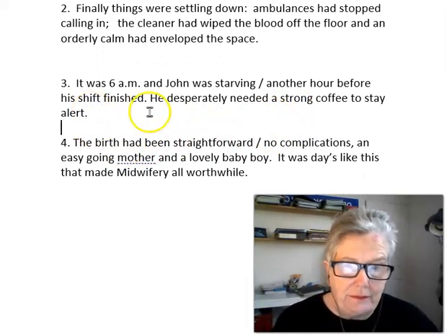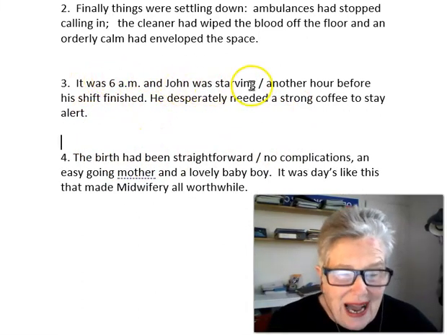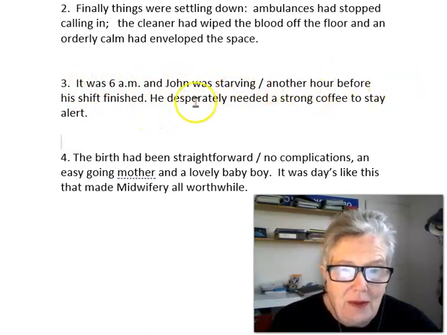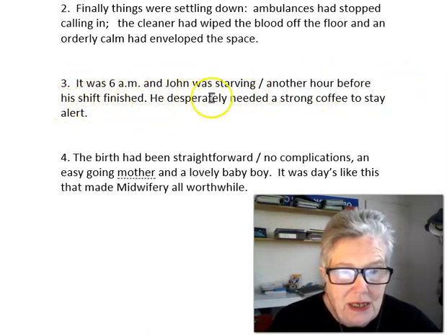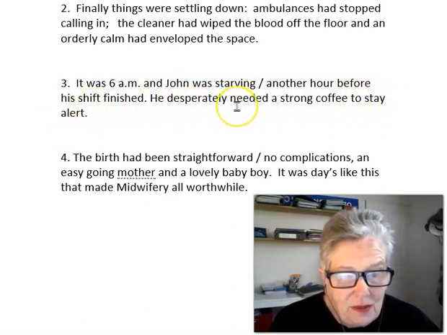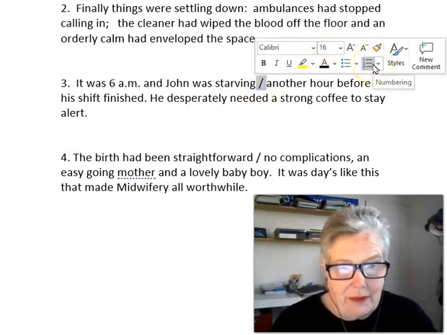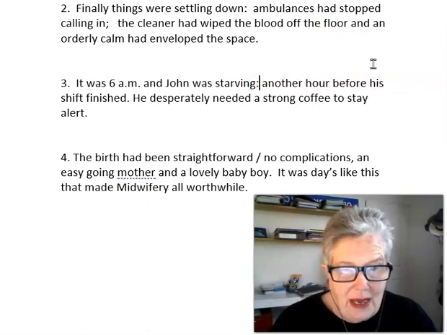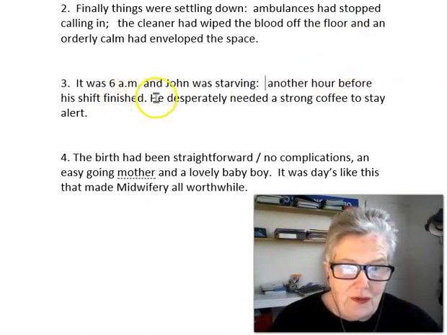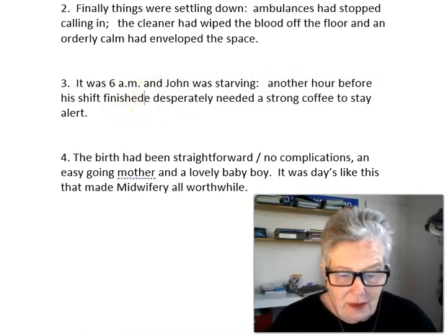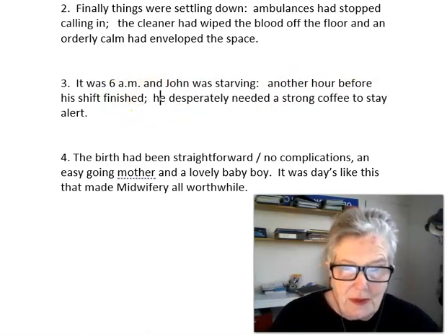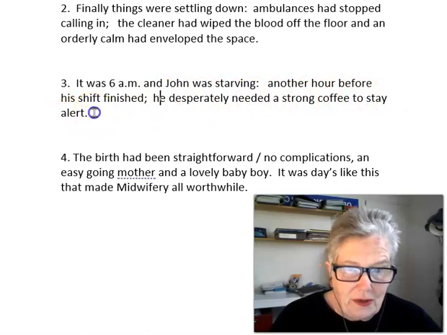Number 3. It was 6 a.m. and John was starving. Another hour before his shift finished. He desperately needed a strong coffee to stay alert. These are all connected. It was 6 a.m. and John was starving. Okay, we're going to put in here another hour before his shift finished, semicolon. He desperately needed a strong coffee to stay alert.